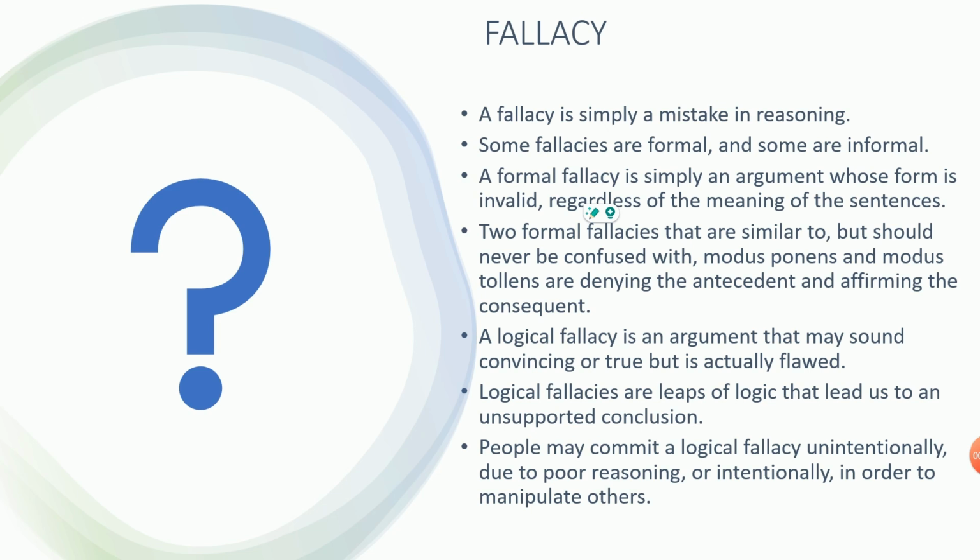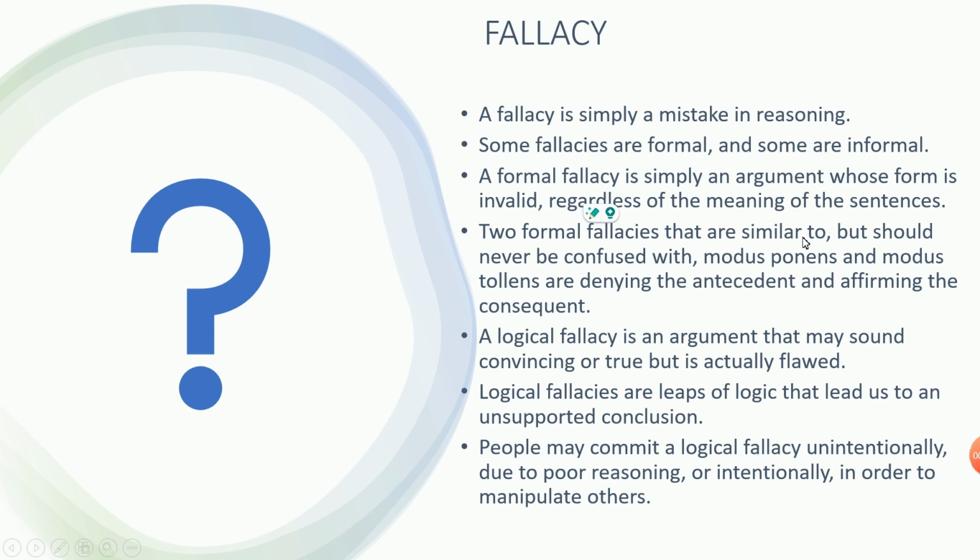Now moving on to fallacy. So what is a fallacy? Fallacy is simply a mistake in reasoning. When reasoning occurs, if there is a mistake in that reasoning or statement, then that is known as a fallacy. Some fallacies are formal, some are informal. A formal fallacy is simply an argument whose form is invalid regardless of the meaning of the sentences. Any meaning could be given, but still the form is invalid.